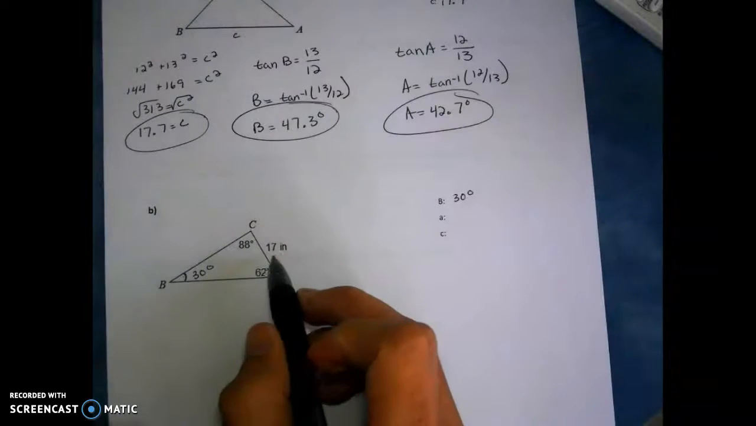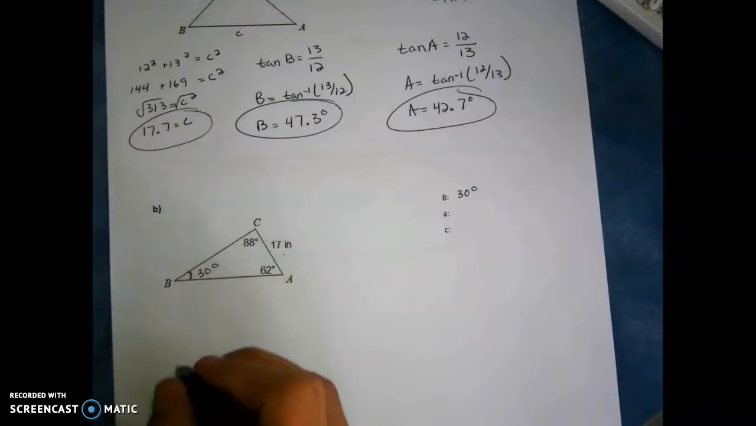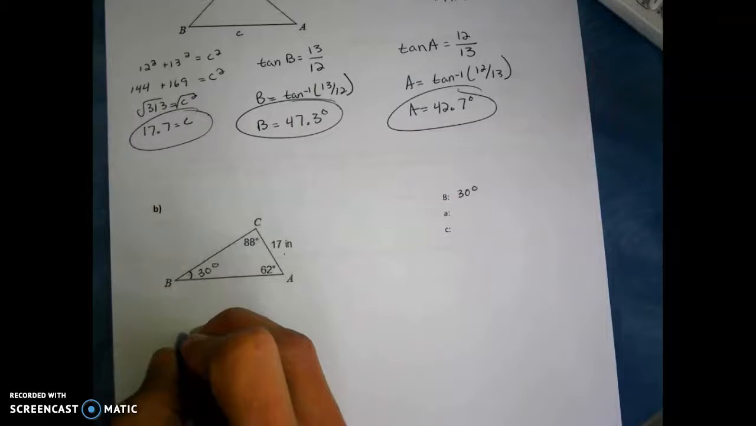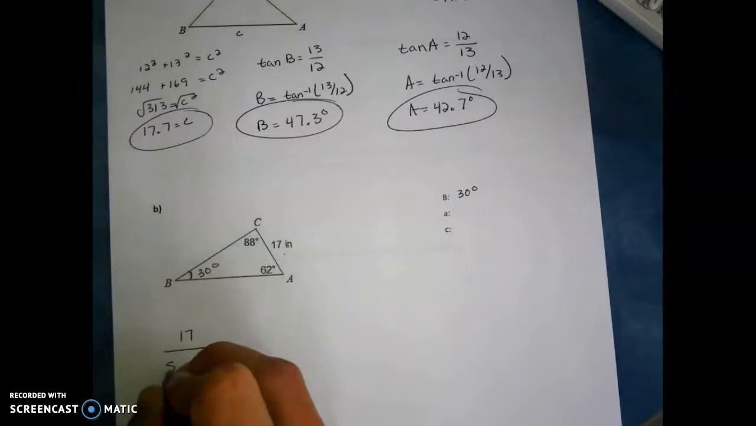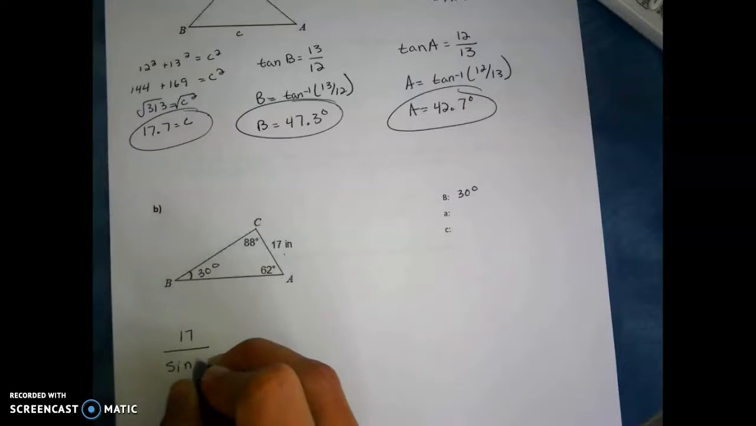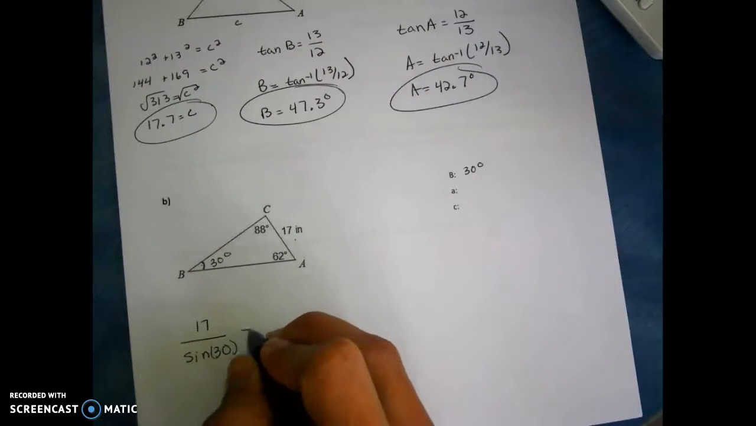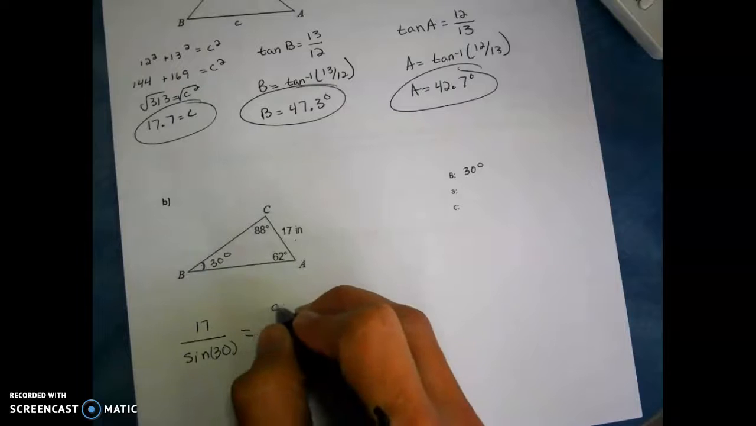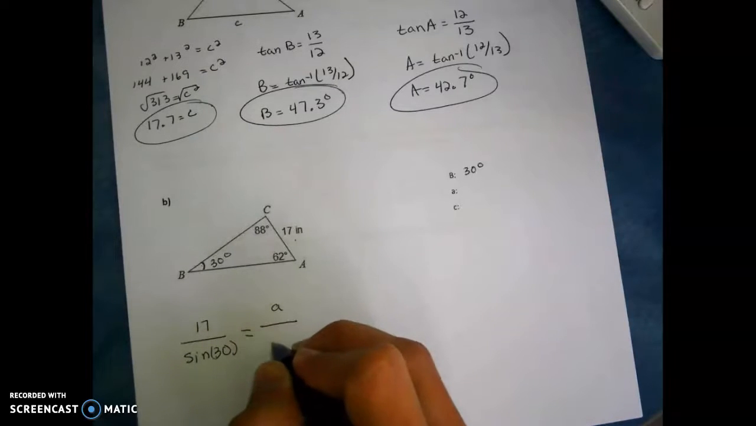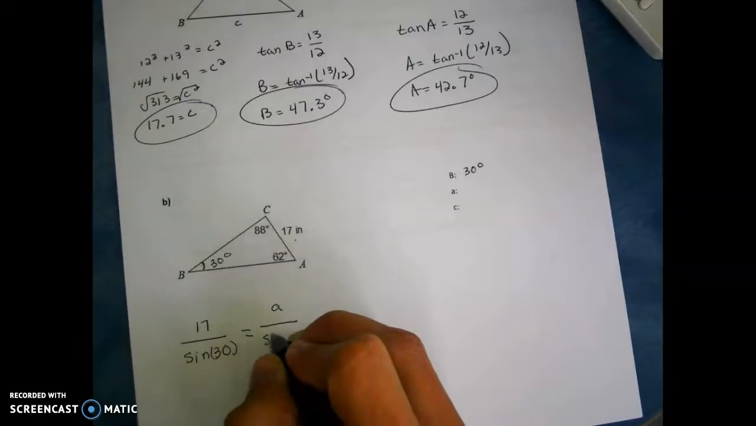Okay, now I have a side, and now I have an angle where I can set up law of sines. So I'm going to have 17 over the sine of 30. Let's find A first. So we'll have A over sine of 62.